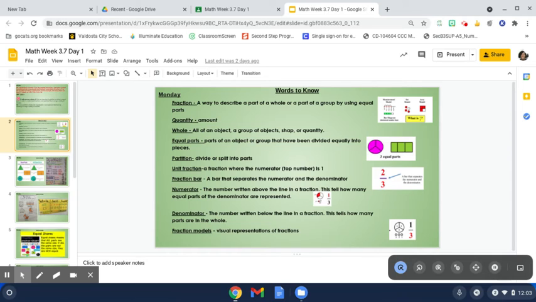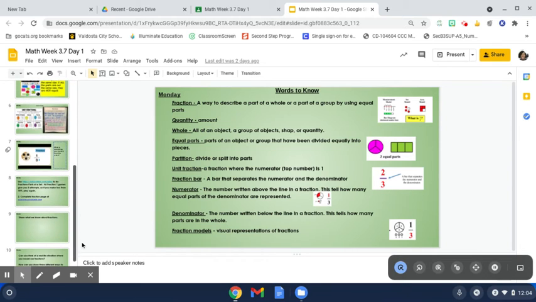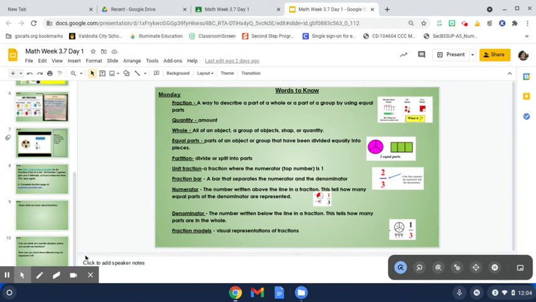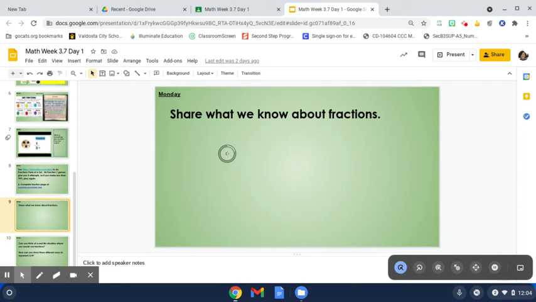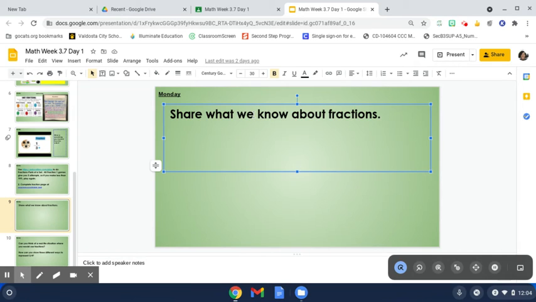I know that fractions can be made on a number line or they can be made with visual models. I know that partition means to divide or split into parts. I know that a unit fraction always has a numerator of 1. I'm telling you everything that I know. Fractions are parts of a whole. So that's what you should have put here. Share what you know, not what we know, about fractions.